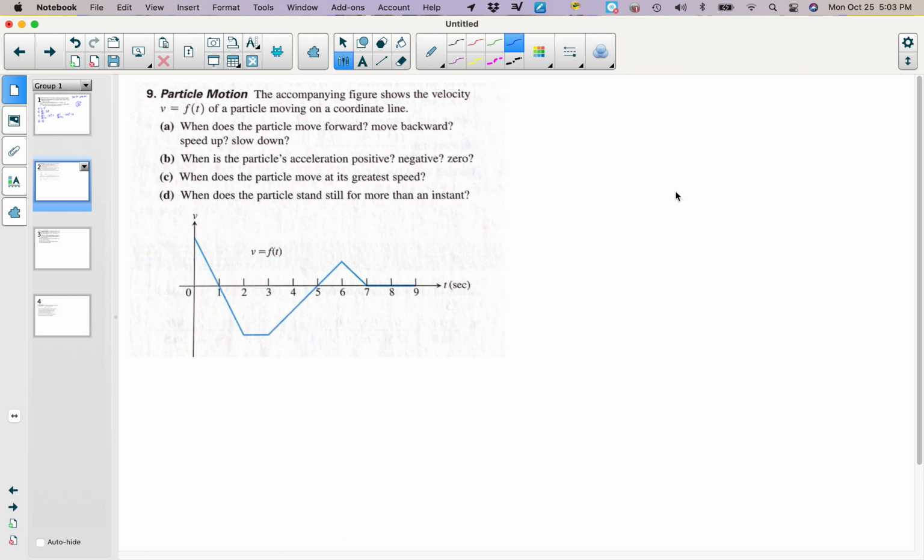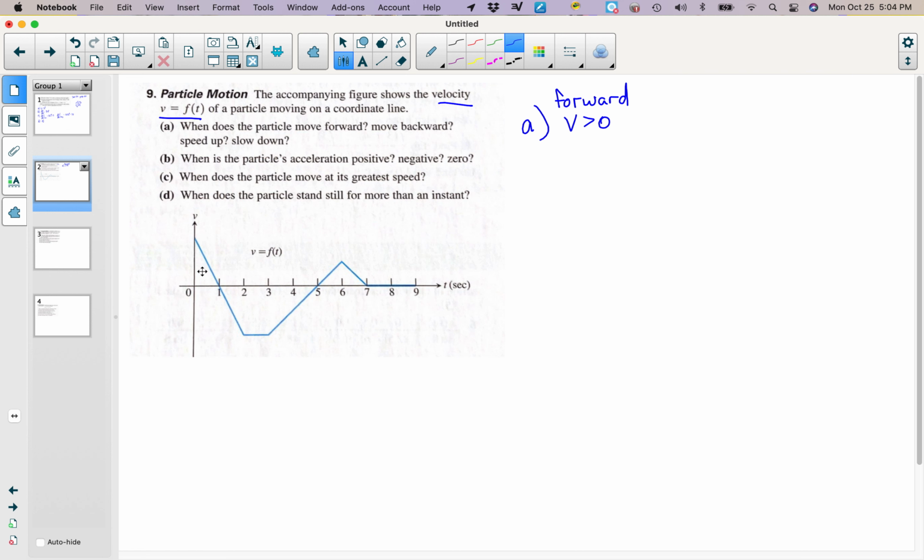The next problem, number 9, deals with particle motion. So the accompanying figure shows the velocity, and it's important that you think about the fact that we're looking at the velocity of a particle moving on a coordinate line. So part A asks us, when does the particle move forward? So we have to think about what's true. If the particle is moving forward, then that's telling me that the velocity is positive. So I'm looking for where the velocity is positive, and we're looking at a velocity graph.